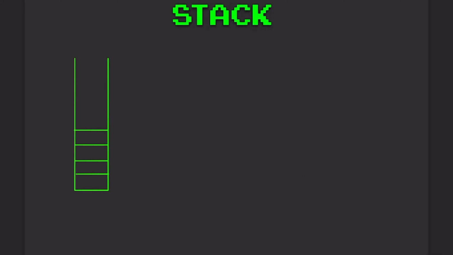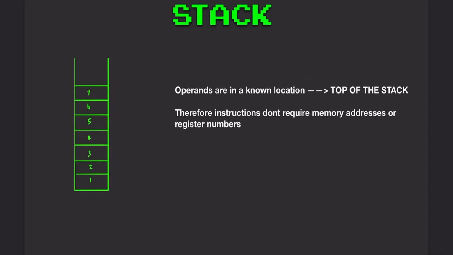A stack is a basic data structure that can be logically thought of as a linear structure represented by a pile of plates. We can only access the plate at the top of the pile. That is, only the data at the top of the stack can be accessed. In stack, the operands are implicitly on top of the stack. Because the operands used in the instructions are always in a known location, that is, the top of the stack, the instructions themselves do not require memory addresses or register numbers to specify their operands. This leads to an instruction set architecture, or ISA style, known as a zero address format.